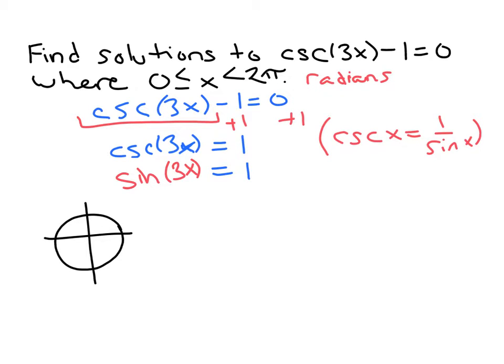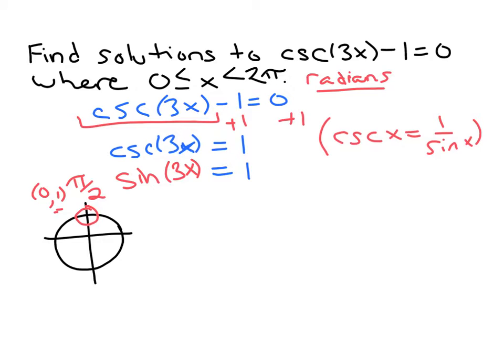So remember that sine is the y coordinate when you're reading values on the unit circle. So sine is equal to 1 right here. Now I know we're working in radians, so pi over 2 radians is the value that we're looking for here. That's the angle that we need that gives us these coordinates 0, 1, so that the value of sine is 1. Now we finally address the 3x.